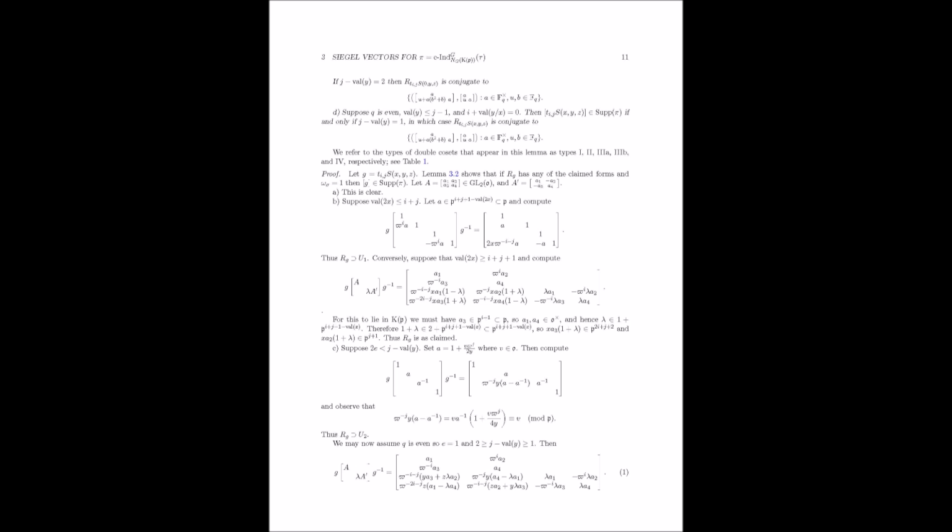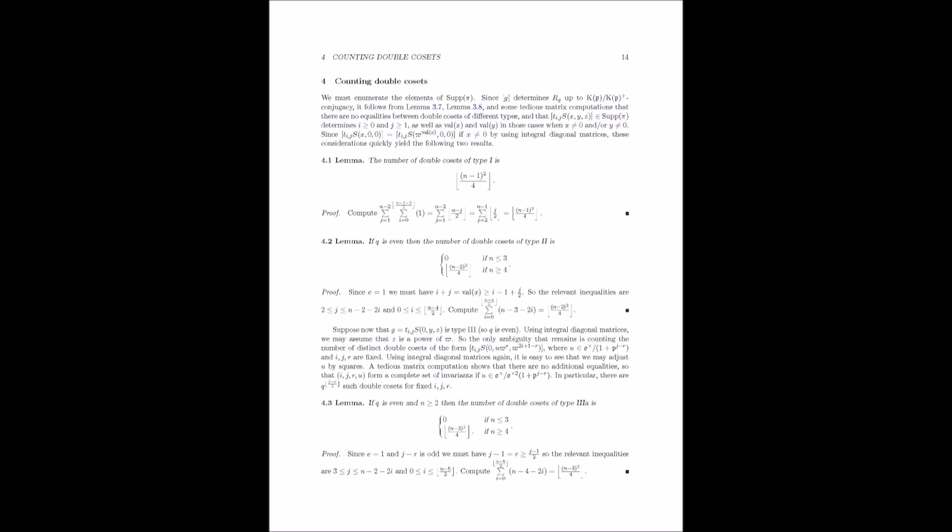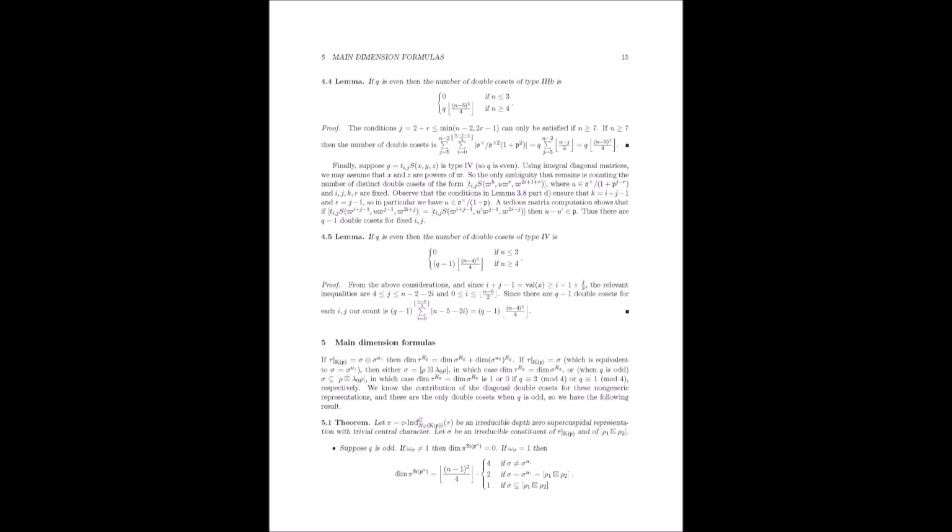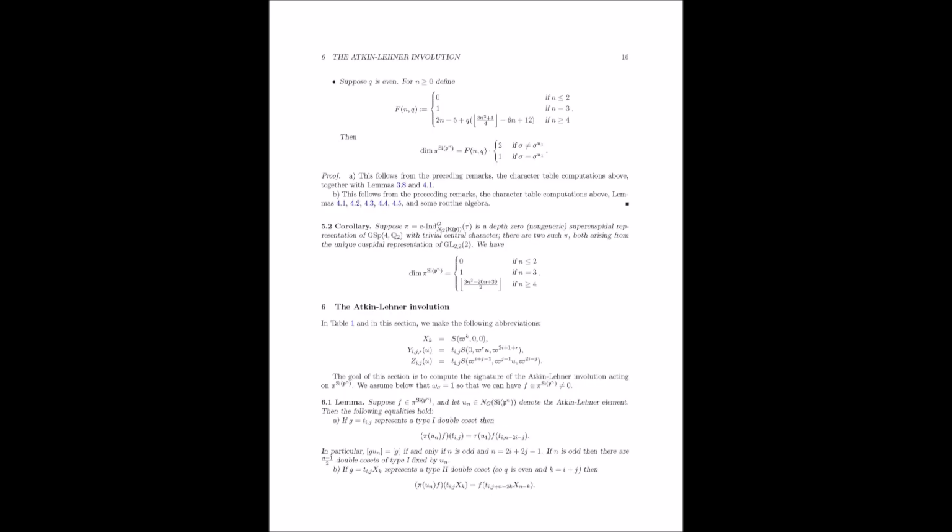Okay, so we've got our double cosets classified and counted. How do we actually use all this to calculate the dimensions of the spaces of Siegel invariant vectors? That's where theorem 5.1 comes into play. This is the main theorem for the dimension formulas, and it splits things up into those 2 cases, when q is odd and when q is even. Okay, let's start with q being odd. Right. When q is odd, the theorem says that if the central character of σ, which we denote by ω_σ, is not equal to 1, then the dimension of the space of Siegel invariant vectors is just 0.